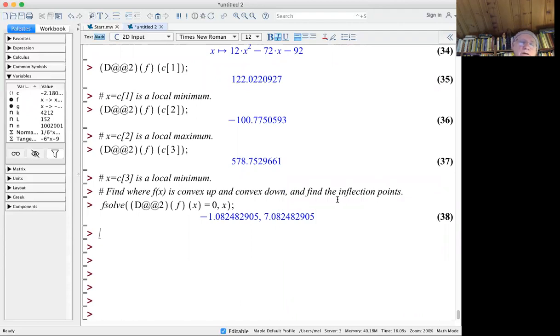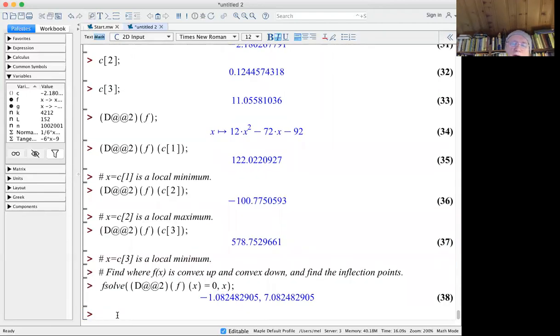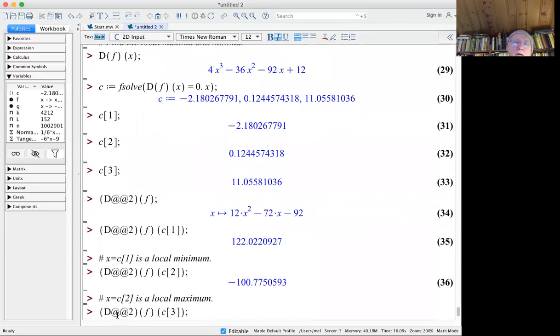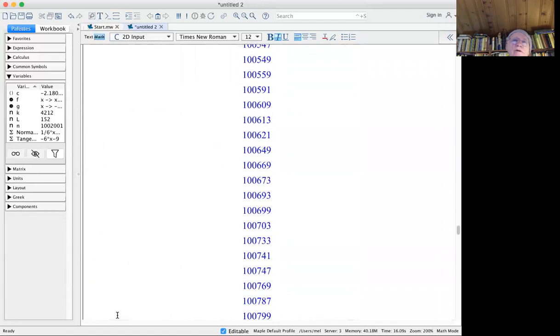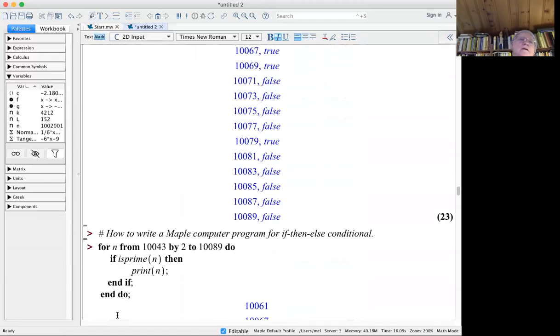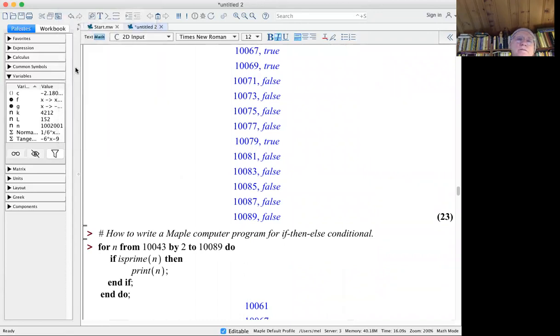So this is basic calculus 1 with the help of Maple. Pretty good. And the next homework will involve commands that we learned here today. So let me save this worksheet.